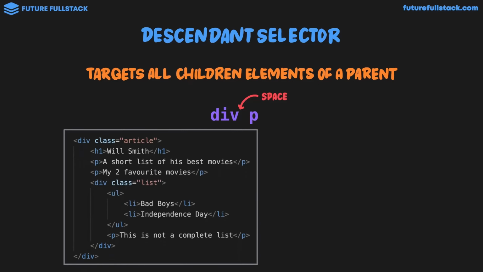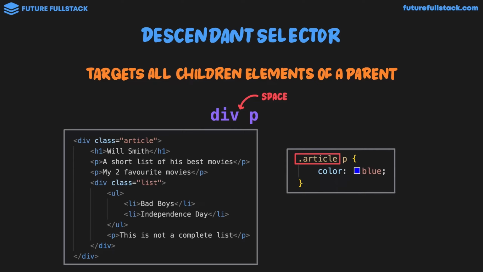This HTML is a short article of my favorite Will Smith movies. We've got a containing div element with the class of article, and inside the div we have an h1, 2 paragraphs, and then another div which contains an unordered list and a paragraph. So let's look at a CSS rule and see the descendant selector in action. This first class, article, we would call the parent, and the paragraph type selector is the child.